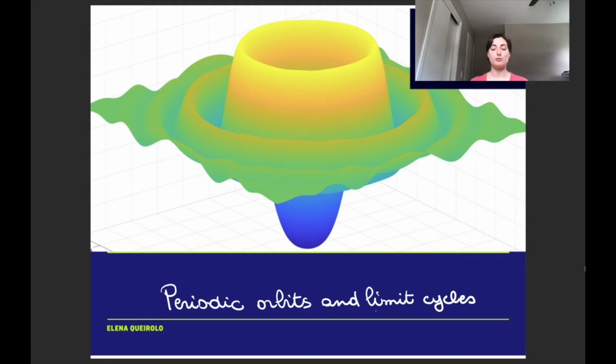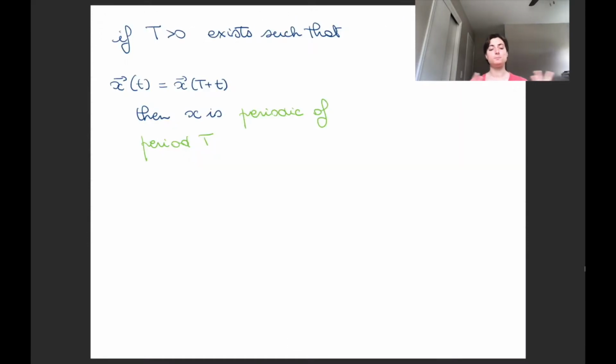Let's look at periodic orbits and special periodic orbits called limit cycles. Periodic orbits are solutions such that there exists a time capital T, positive, such that after capital T time, you're back where you were before. So in this case, we have x at t is equal to x at capital T plus t. Then we say that x is periodic and it is of period capital T.